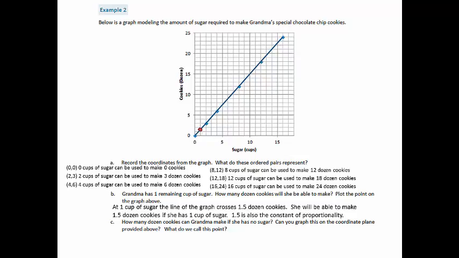1.5 is also the constant of proportionality. If we took 3 and divided it by 2, we would get 1.5. 6 divided by 4, we would get 1.5. 12 divided by 8, and so on.